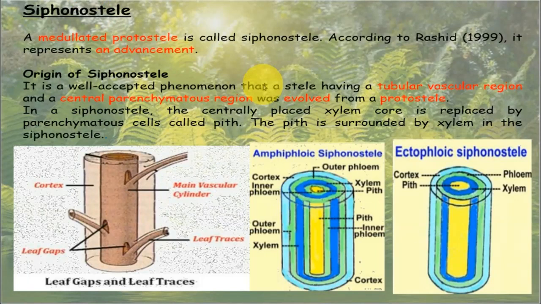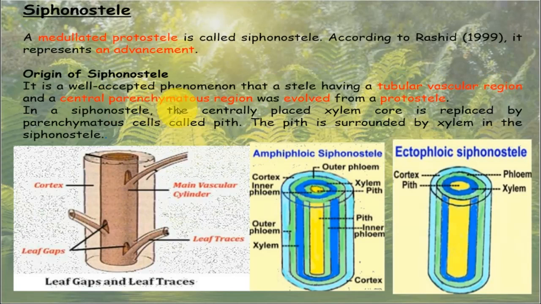To coordinate with the changing environment, continuous change is needed, and whoever changes will exist, and those who do not change will be eliminated from the environment. It is natural selection. So the origin of siphonostele is a well accepted phenomenon. It is a stele having a tubular vascular region.